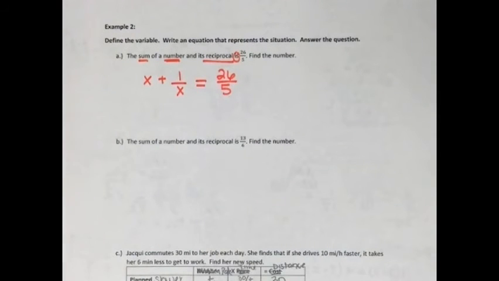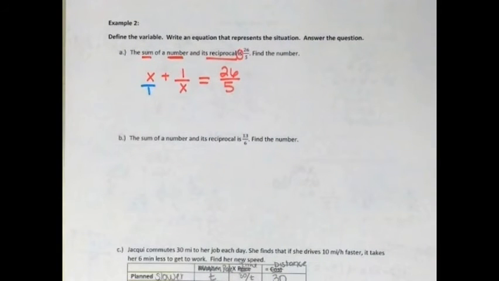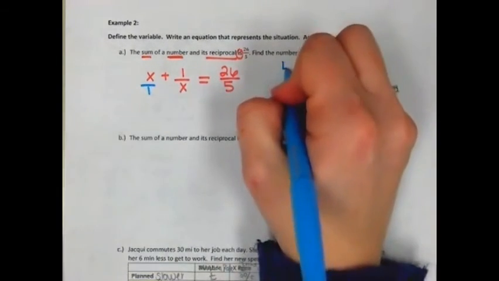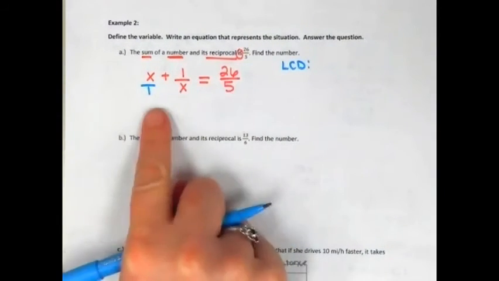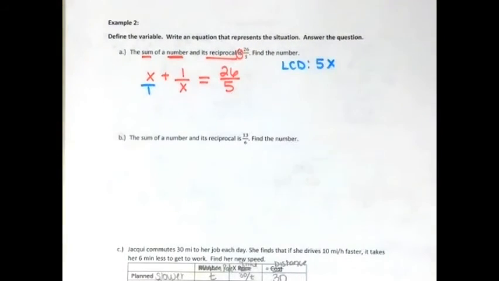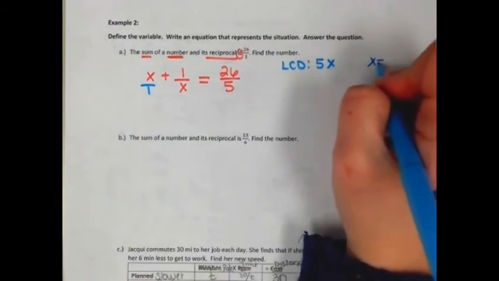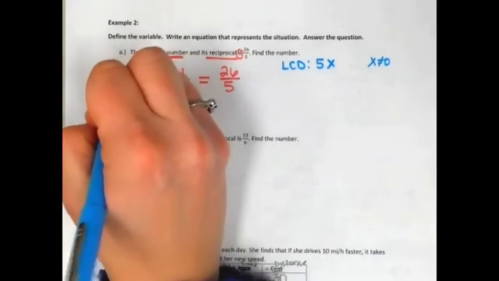Isn't X the same thing as X over 1? Yes. So now, real quick, is this a proportion? Can I just cross multiply? No, so we need to find our common denominator. So do we have anything in common? No, so we're just going to list everything then. So we have a 5 and an X. So we just need to multiply everything by X, right? What can't the X be? X can't equal 0. Okay. All right, so let's go ahead and multiply everything by 5x.